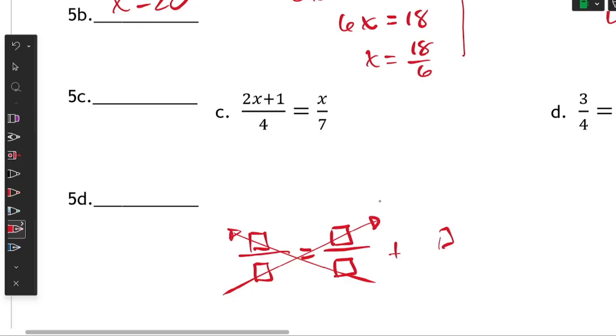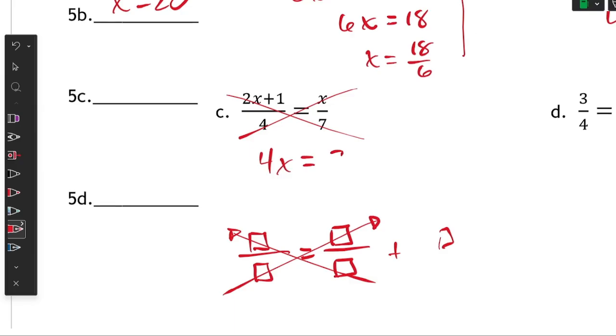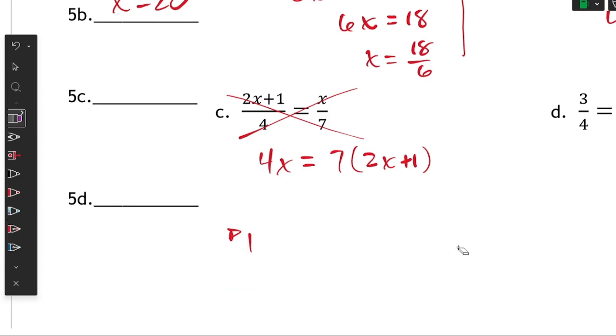But if I just use the fact that this is a proportion, I can say, hey, 4 times x is equal to, and I'll just say 7 times the quantity of 2x plus 1. So it's a proportion. Those things are equal. Can I erase that? Yeah. And I just need to solve this the rest of the way. So I'll solve by distributing the 7. This is going to become 14x plus 7 is equal to 4x.